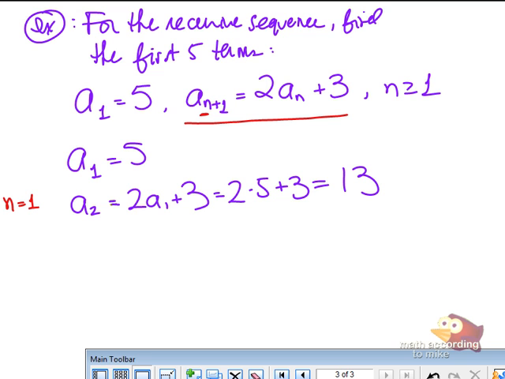What comes after A sub 2? A sub 3. What number would you have to put in for n to make this subscript equal to 3? 2. So all the n's become 2's. According to that formula, we'll say 2 times A sub 2 plus 3. What was A sub 2? 13. So 2 times 13 plus 3 is 29.